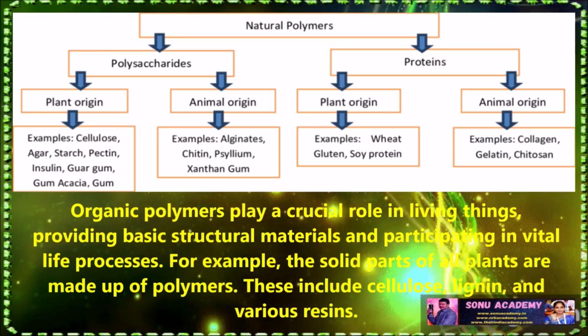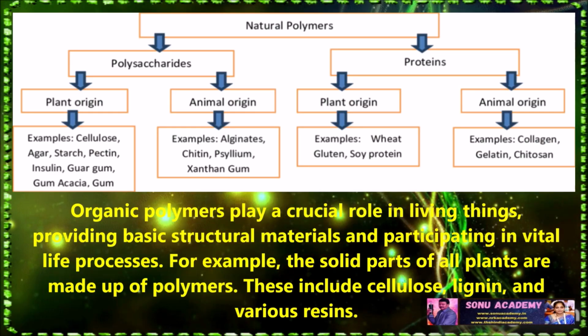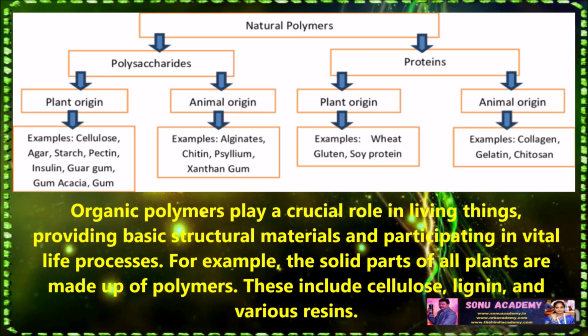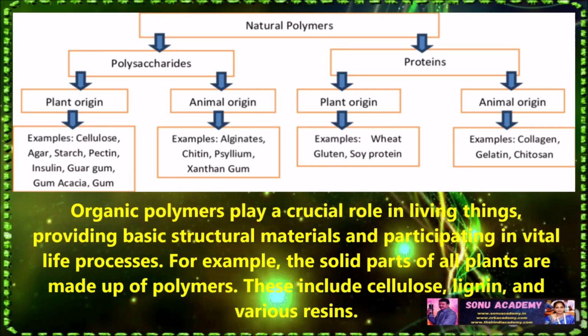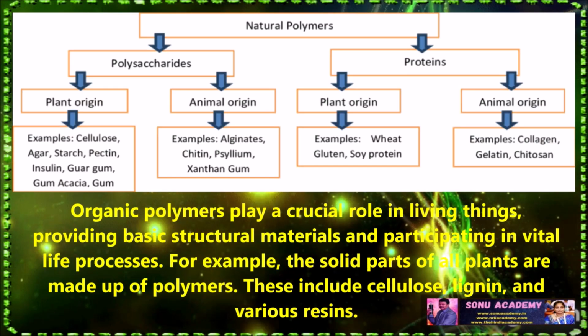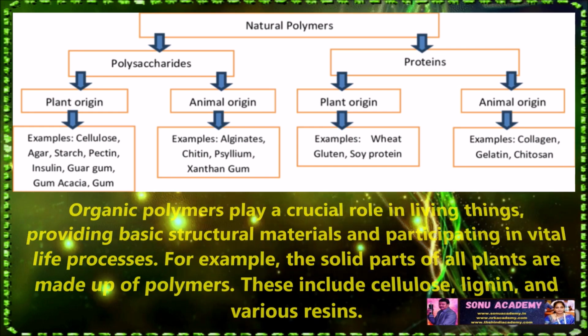Children, let us discuss natural polymers, which are also called organic and inorganic. Organic polymers play a crucial role in living things, providing basic structural materials and participating in vital life processes. For example, the solid parts of all plants are made up of polymers. These include cellulose, lignin, and various resins.